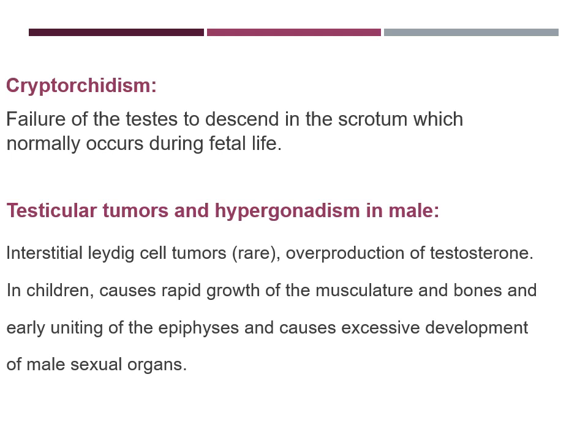Testicular tumors and hypergonadism in males, if happened due to interstitial Leydig cell tumors, which are very rare, there will be overproduction of testosterone. And if it took place in children, this will cause rapid growth of the musculature, bones, and also excessive development of male sexual organs. But if it took place in adults, it might be hard to see or to recognize the effects of the high testosterone secretion from the tumor.